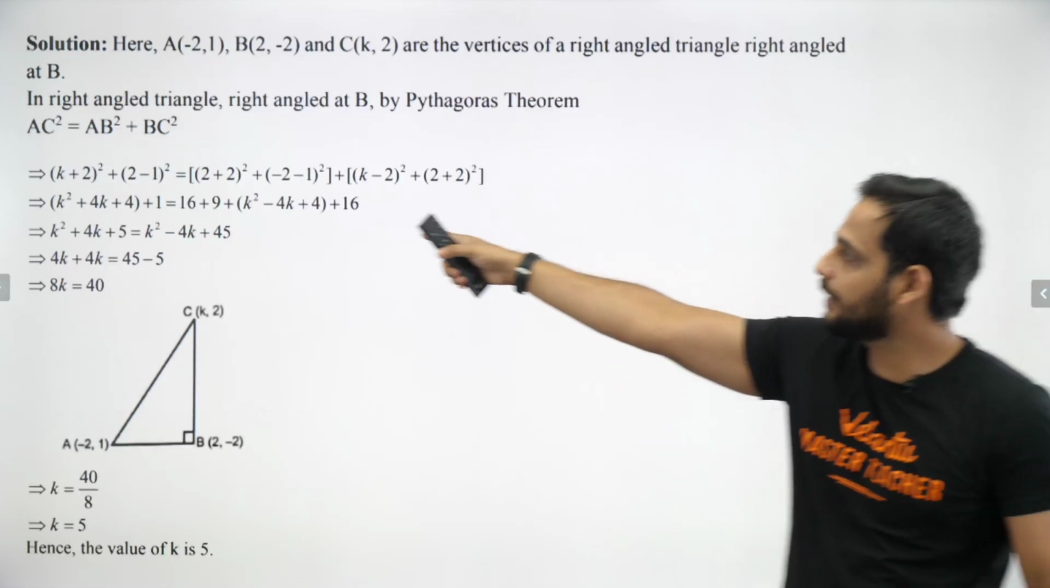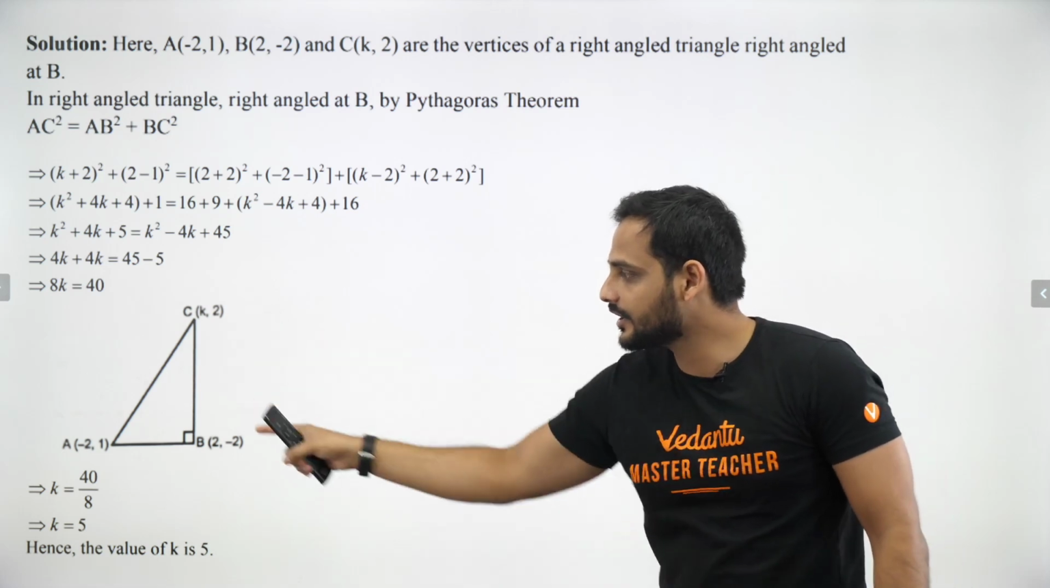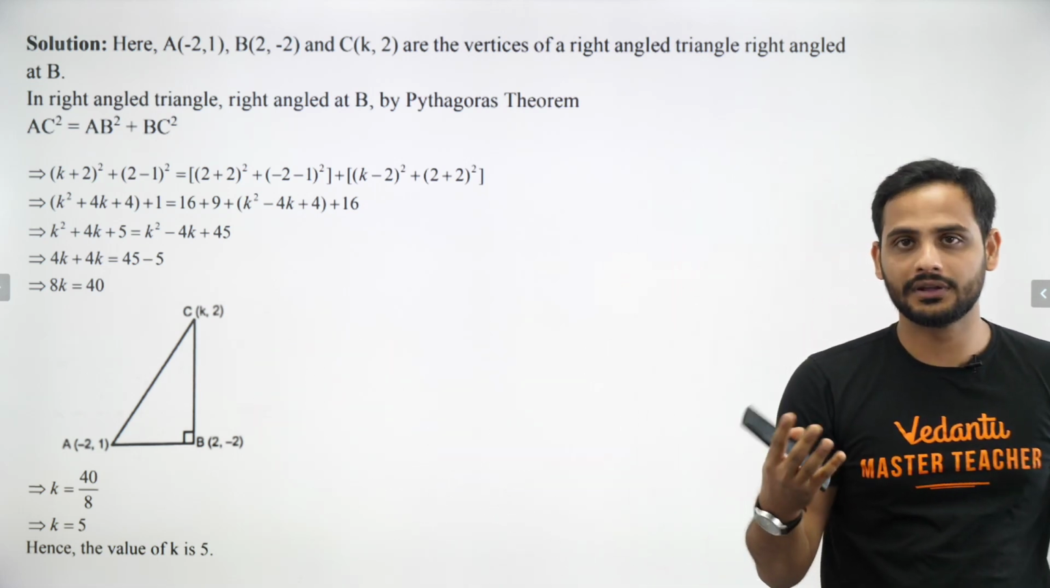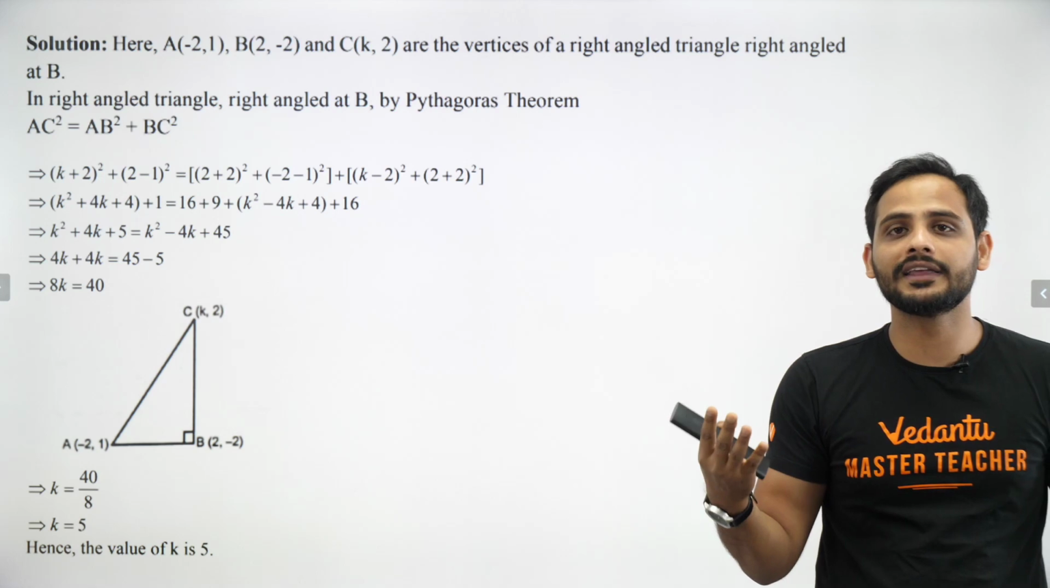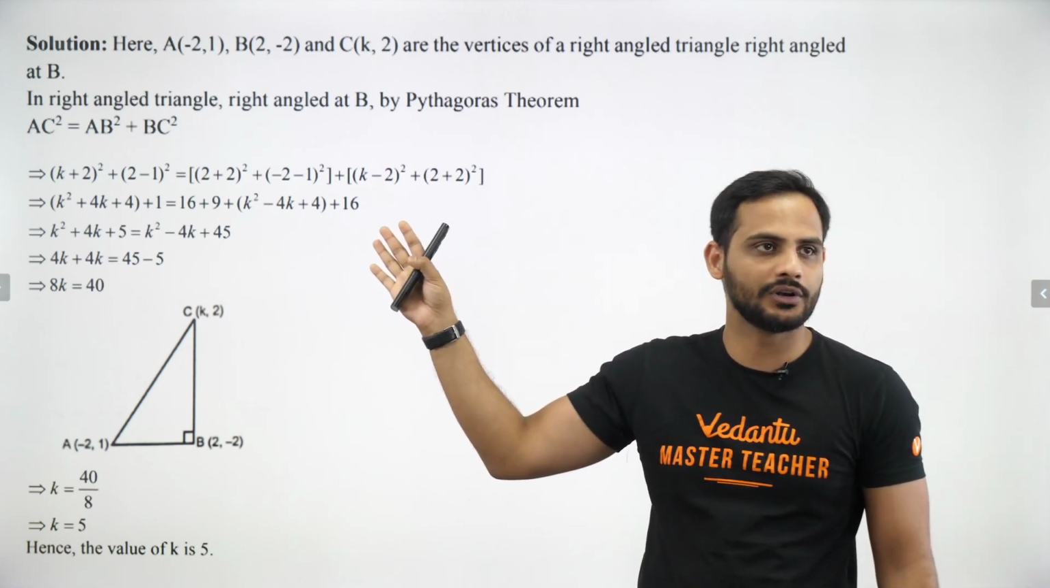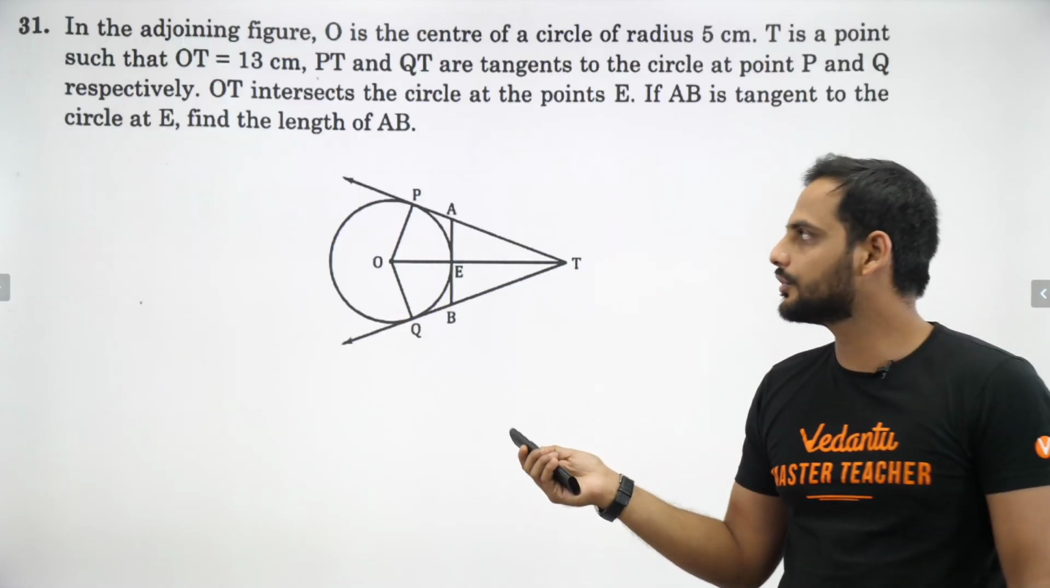In this one you use area, but in that one area will not work. Area equal to what? What would you equate the area to? You are getting my point. You have to use the Pythagoras theorem only. Okay? Let's move to the next question.